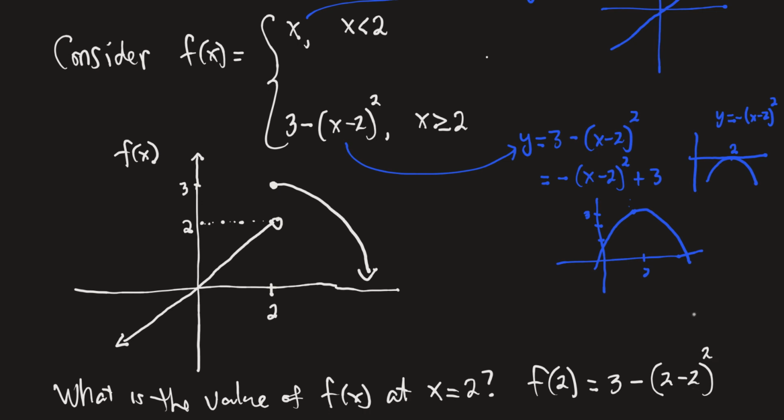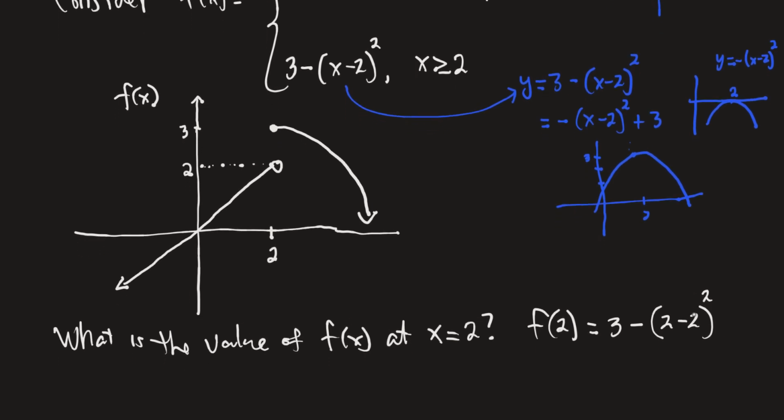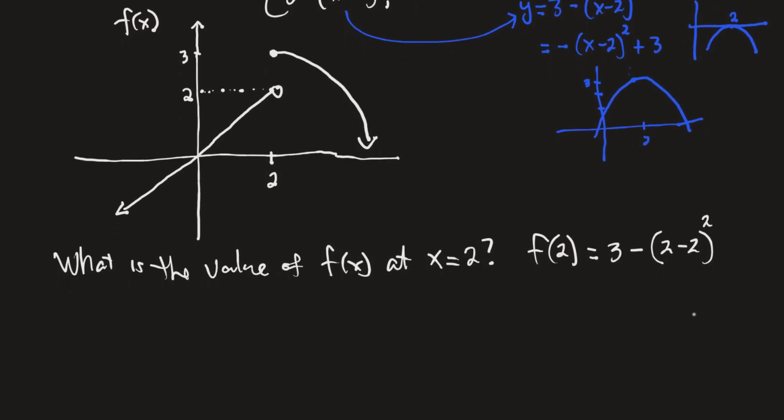Well, just doing a little bit of algebra, what do we get here? We end up getting 3 minus 0 squared, using our order of operations, and then that's just 3, right? So that is the function value at x equals 2, right?